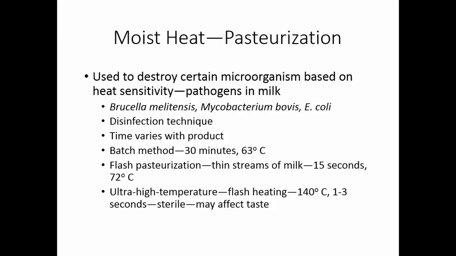Ultra-high temperature, or UHT pasteurization, is flash heating. The milk is heated to 140 degrees centigrade for 1 to 3 seconds. This does sterilize the milk, but it may affect the taste. UHT is used a lot in Europe, and if you've ever been to Europe and tasted the milk, you may have thought it tasted a little funny. In this country, we tend to sell this in juice box type things, and it's flavored with either chocolate or strawberry flavoring to cover the taste.